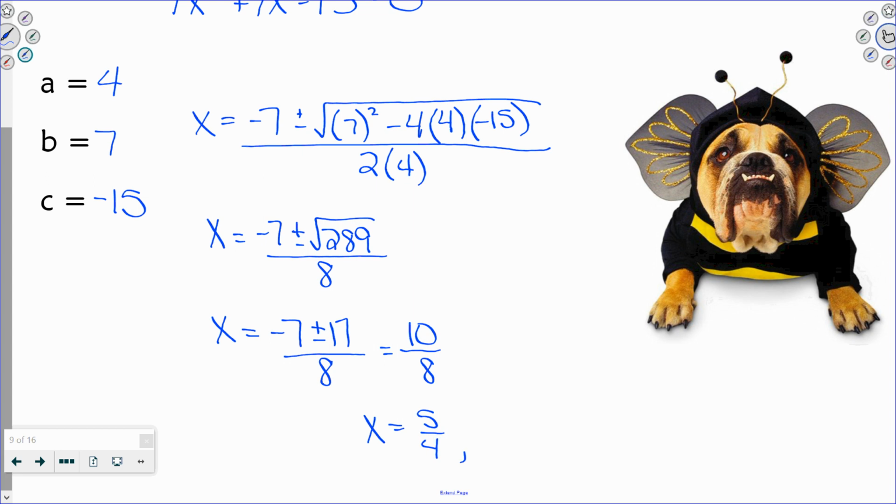Okay, and let's do the top again with the minus sign. What's negative 7 minus 17? Over 8, which is negative 3. I got two nice answers.